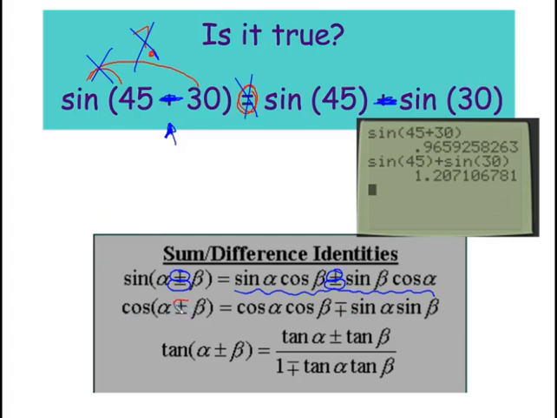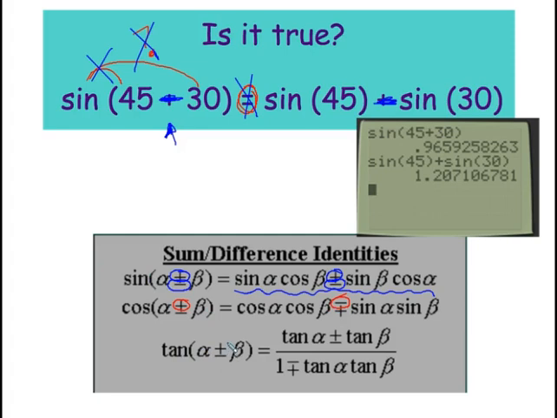So for cosine, if we're adding these two angles together, we would break down this addition of angles in this fashion. The cosine of the first angle times the cosine of the second angle means we subtract the sine of the first angle times the sine of the second angle. So notice how in sine everything matches. If you're adding them together, you're adding the two pieces together. But cosine's a little bit opposite. If you're adding the two angles together, you're actually subtracting the two identities together.